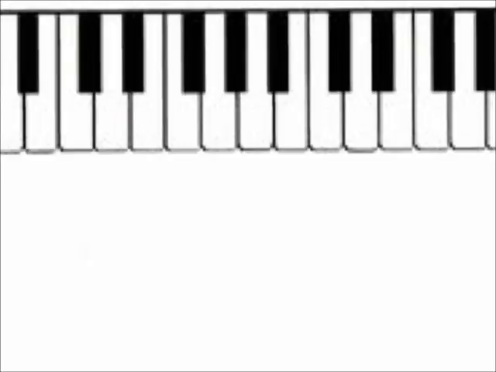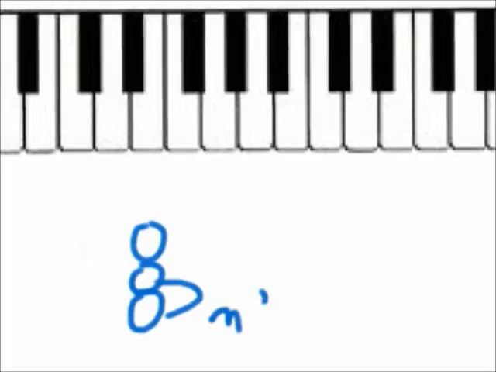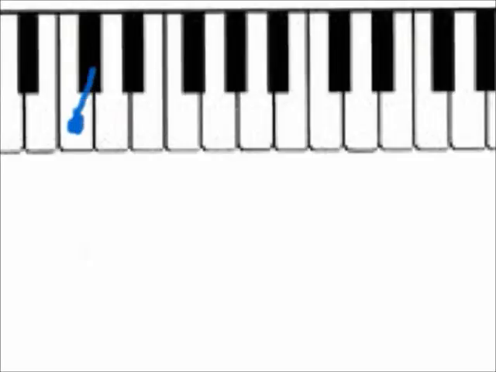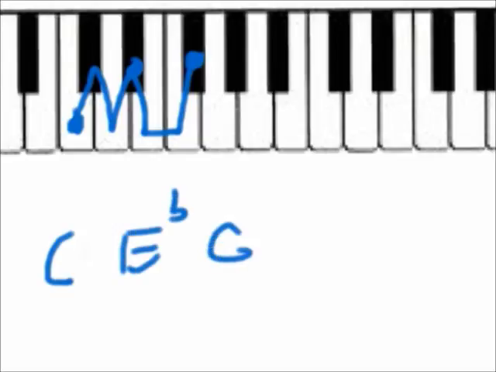So you have three notes on top of each other, with a minor third on the bottom and a minor third on the top. So let's do one on the staff. Let's do C diminished. So you have C here, and a minor third from C is E flat, and a minor third from E flat is G flat. So we have C, E flat, and G flat.